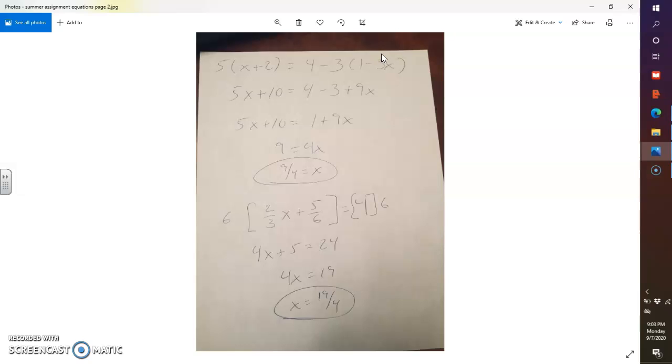And 69 over 4 plus 4 over 4, well, 4 can be written as 16 over 4, and 16 over 4 plus 69 over 4 gets me to 85 over 4. You get the same answer.